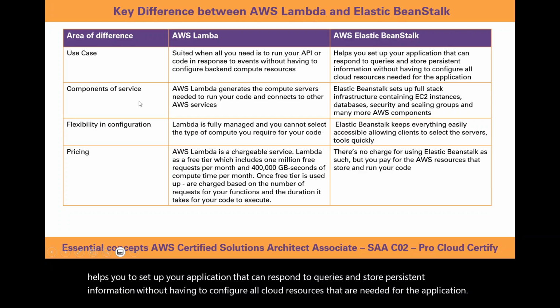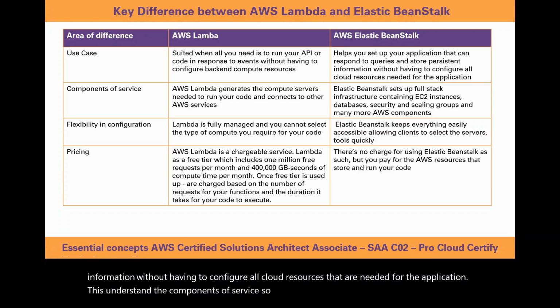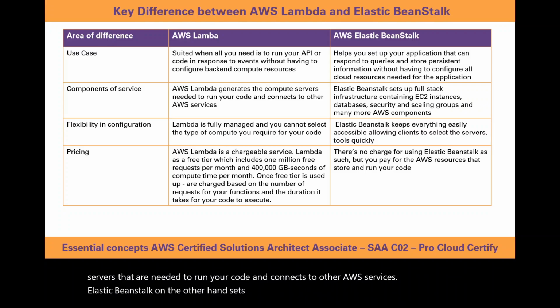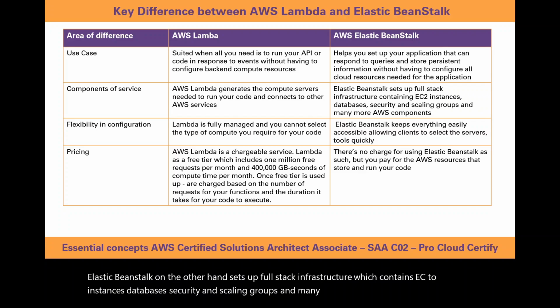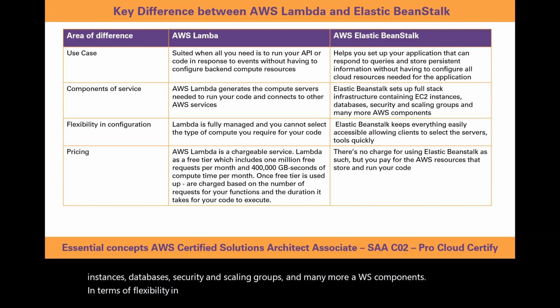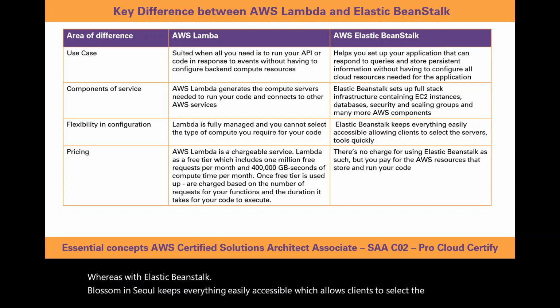Let's understand the components of service. So AWS Lambda generates the compute servers that are needed to run your code and connects to other AWS services. Elastic Beanstalk, on the other hand, sets up full stack infrastructure which contains EC2 instances, databases, security and scaling groups, and many more AWS components. In terms of flexibility in configuration, Lambda is fully managed, and thus you cannot select the type of compute resource you require for your code. Whereas Elastic Beanstalk keeps everything easily accessible, which allows clients to select the servers and the tools quickly.